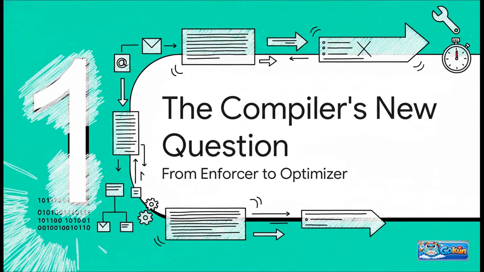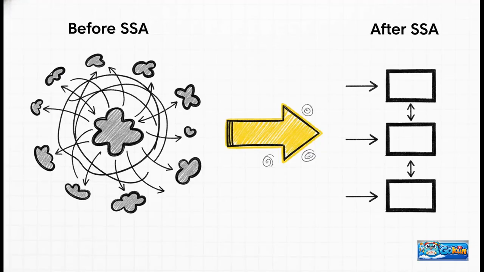Okay, let's set the scene. We are officially past the early phases. All the syntax errors, all the type checking, that's done. The compiler trusts us, it knows the code is correct. Its job now is totally different. It's all about making that correct code fast. Now, the secret sauce that makes all of this possible is rewriting your code into what's called SSA form.